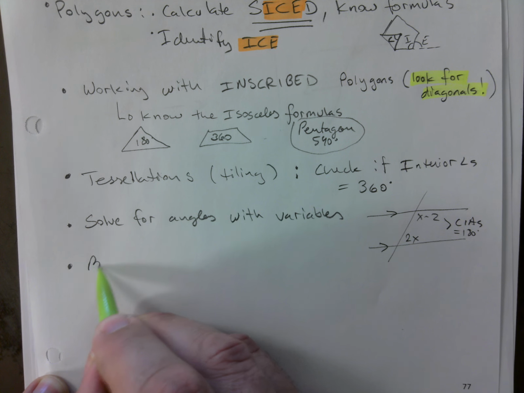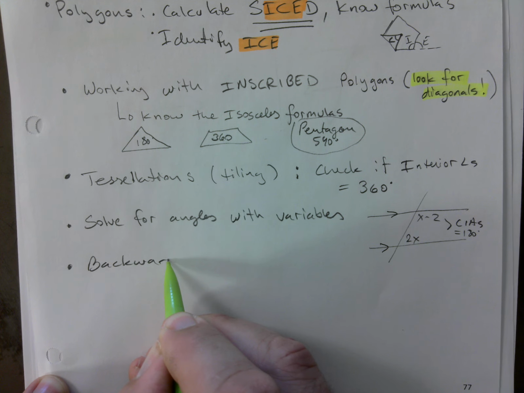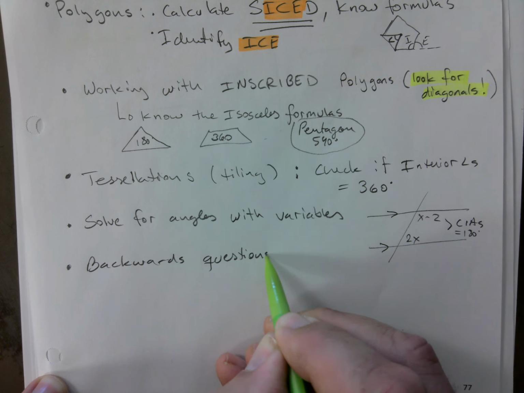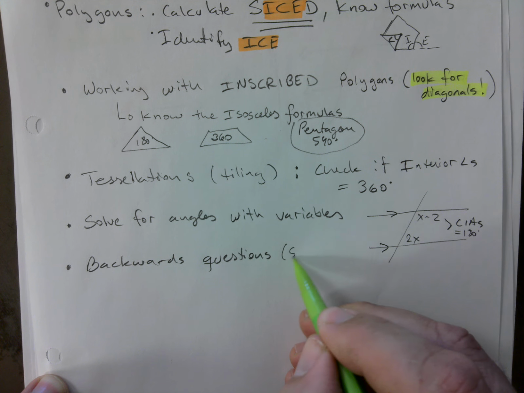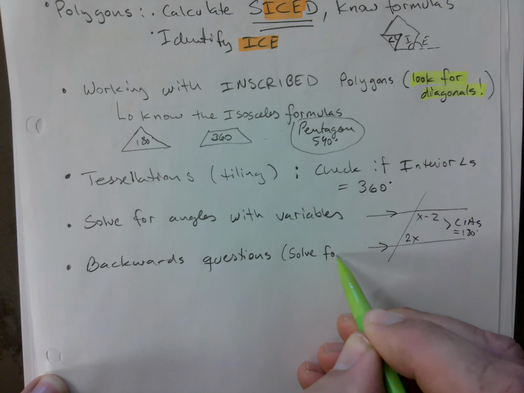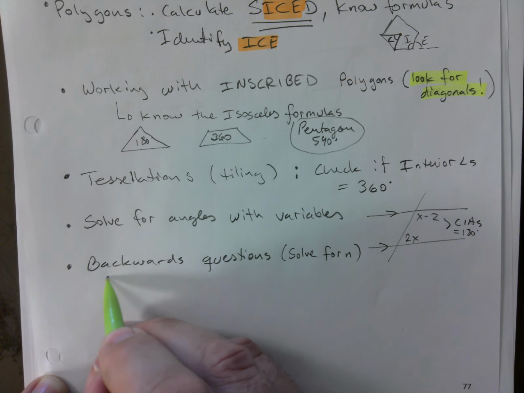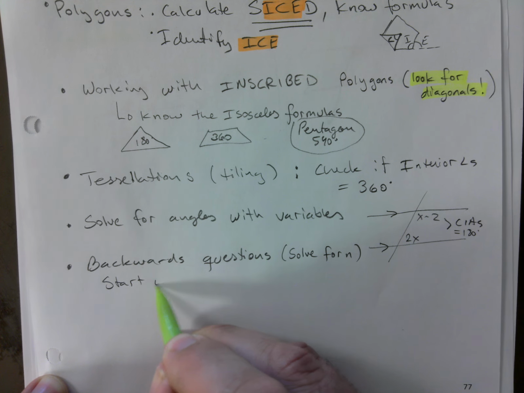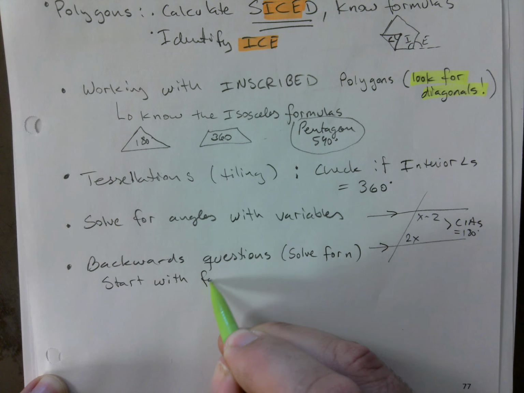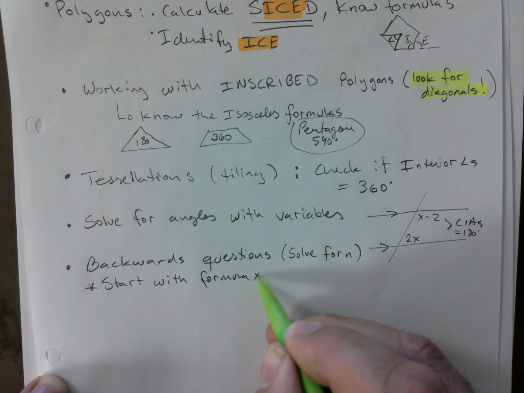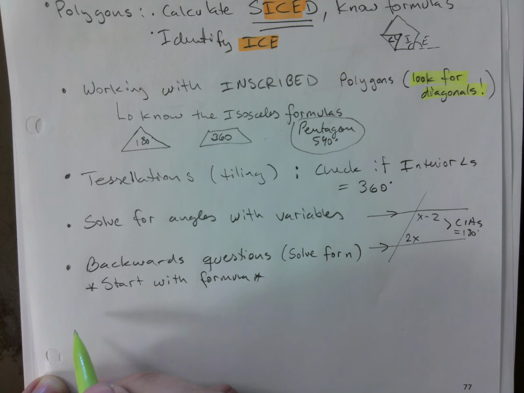Backwards questions. And that means solve for n. Okay. Start with formula. And then just work backwards. That's what we mean with that. Okay.